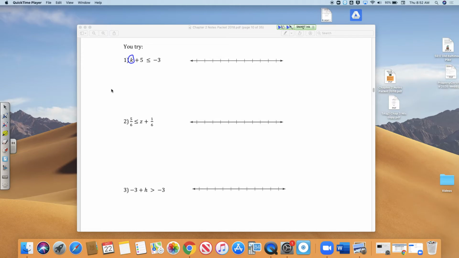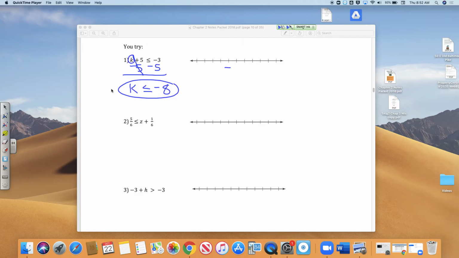So we're solving this first inequality for k. What will I do to both sides to get k by itself? Alex? Subtract 5. Perfect. We're going to subtract 5 from both sides. We're going to get k is less than or equal to -3 minus 5 more is -8. This is your answer in inequality form.